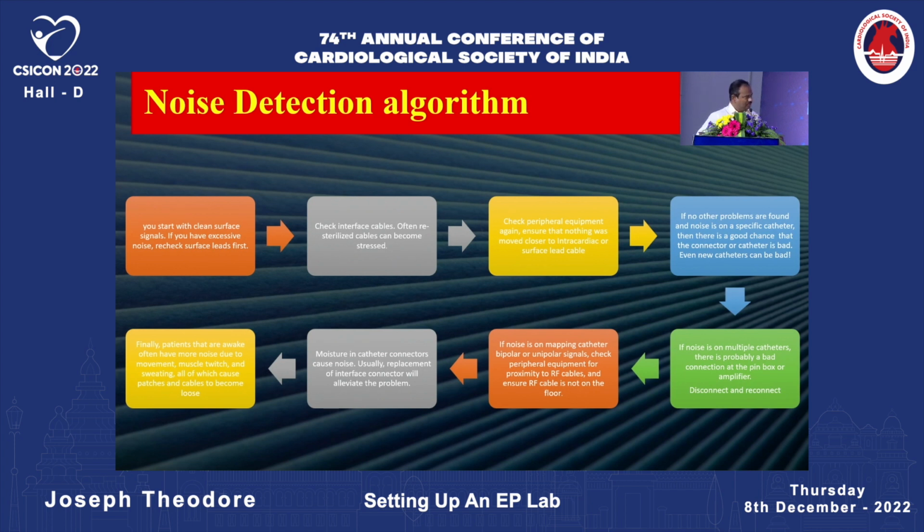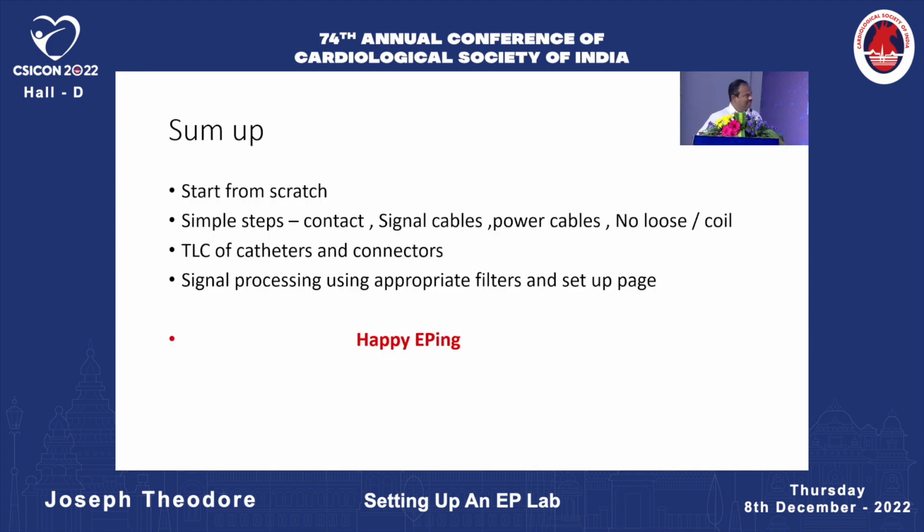So if I had to conclude, next slide. Whenever you set up an EP lab, start from scratch and inspect the space in which you are going to set up the EP lab. The simple steps: ensure good contact. Signal cables should be separate from the power cables. There should be no loose or coiled up wires. And just like tender loving care of the patient, there should be tender loving care of the catheters and the connectors. Signal processing should use appropriate filters, and set up a page for each and every module which you use. Thank you.